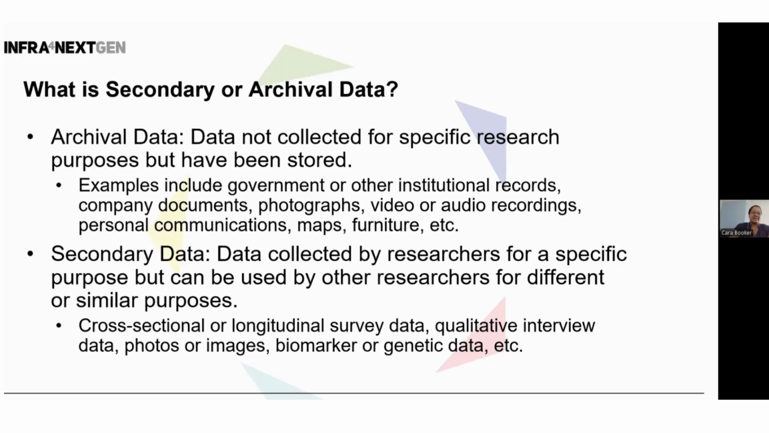Secondary data is data that is collected for a specific purpose. So it's collected for researchers or by researchers for a specific purpose. However, it can be used by other researchers for different or similar purposes. So you have things like cross-sectional or longitudinal survey data. You've got qualitative interviews. You have photos, images that were collected for research purposes. You have things like biomarkers or genetic data, other types of blood markers, etc.